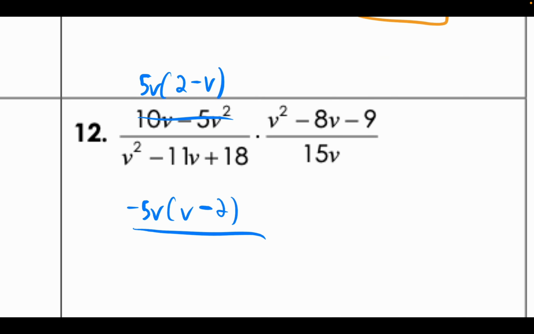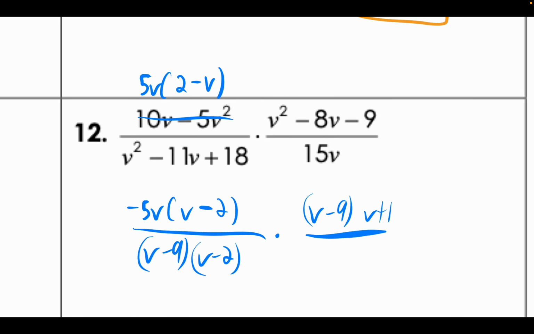The bottom factors into v minus 9 and v minus 2. The top right factors into v minus 9 and v plus 1. And the bottom right ends up just saying 15v, there's nothing to factor. And so now I have v minus 2 and v minus 2, which I could have had here and here anyway. But this would have divided to be negative 1, giving me negative 5v. And this divides to give me positive 1 with still a negative 5v. So it stays the same regardless.